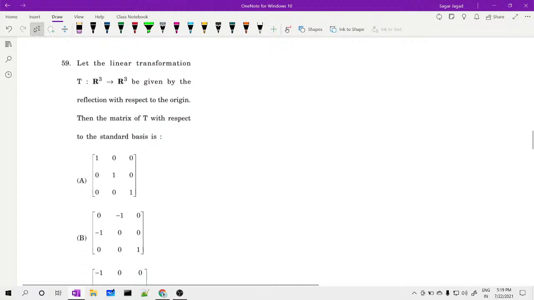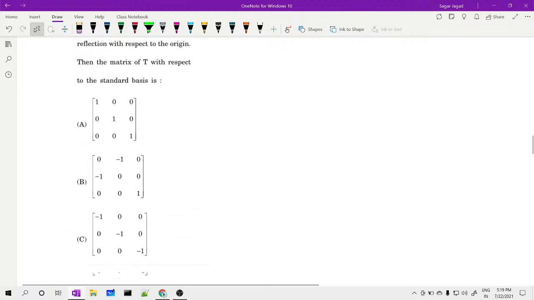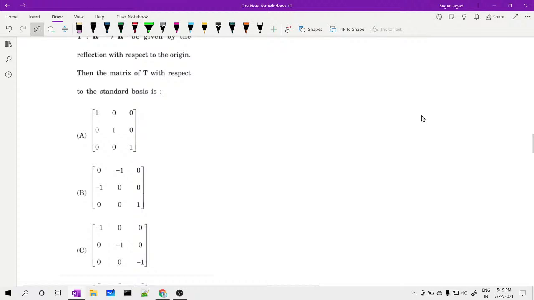Okay, with respect to the origin. Okay, reflection with respect to the origin. From this, this is nothing but identity actually. This is nothing but identity.